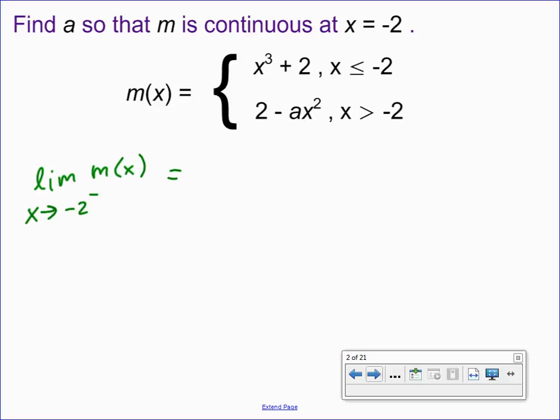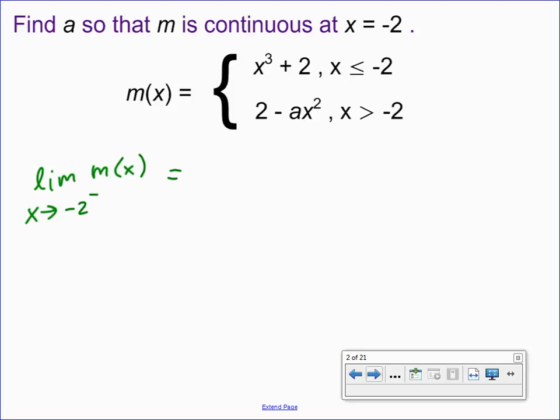Okay, so the limit of m of x as x, that's a tongue twister. The limit of m of x as x approaches negative 2 from the left-hand side, go ahead and tell the class which piece I'll be using to consider this left-hand limit. So which piece of my function definition will I use? Paul?